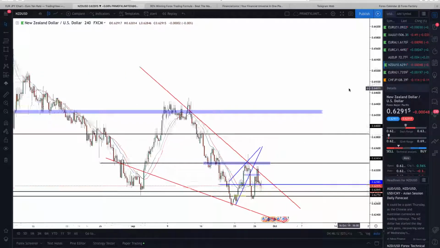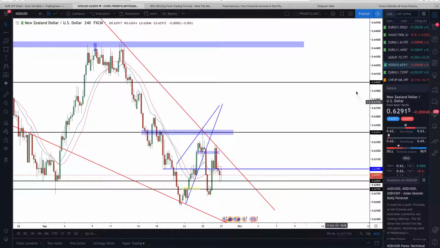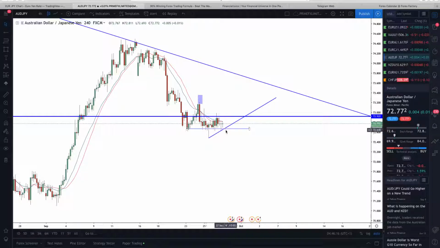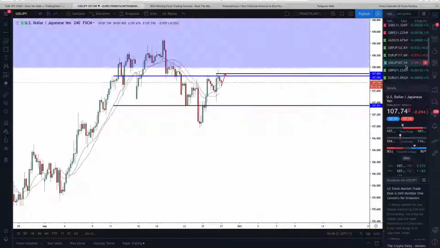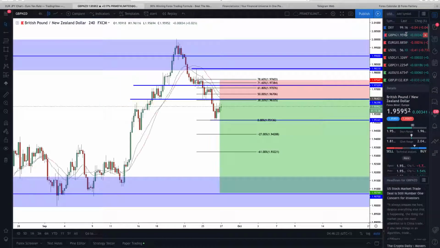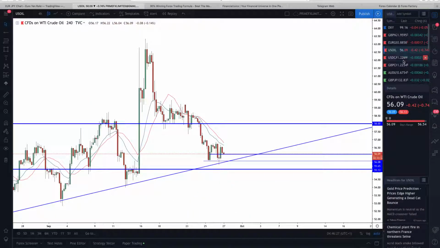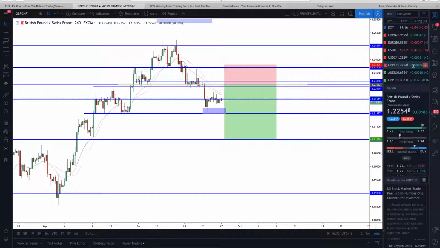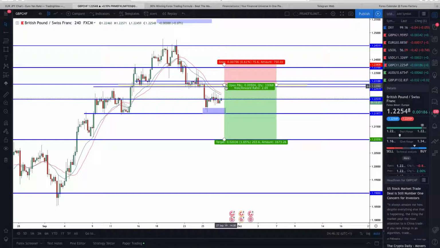NZD USD, hardly any movement here. Not really interested. AJ, similar, not interested. UJ, anything there? Nothing. So yeah, keep an eye on GBP NZD, Euro GBP, US oil, USD CAD. GBP Swiss franc as well if you push up high into that region.